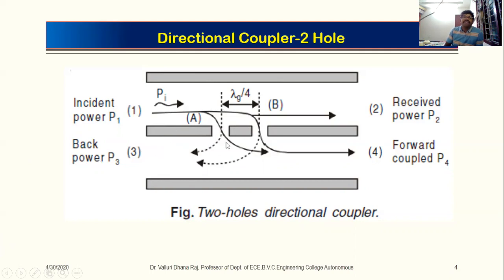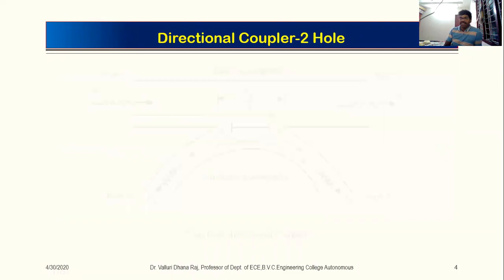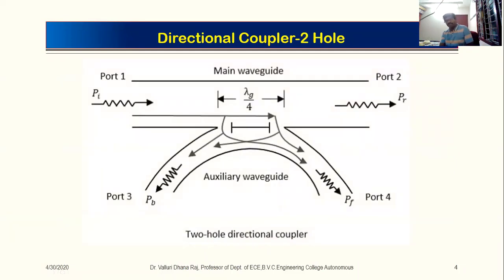Even if there is certain leakage, even if there is a wave, it will be absorbed completely by the matched termination. So we will be using only the incident power port, received power port, and forward coupled port, and making the backward power port P3 terminated with matched impedance. And see, this is the diagram, how the energy flow is taking place.